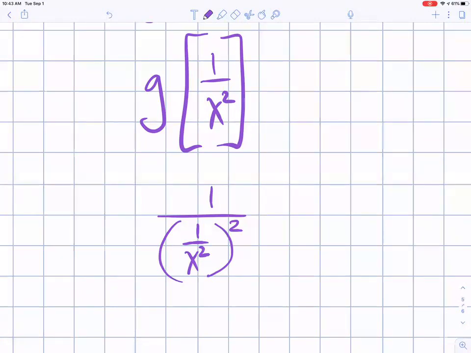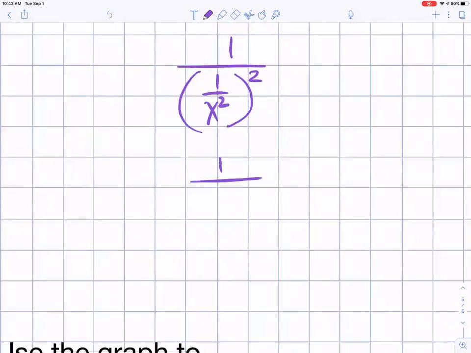Okay, so can we clean this up? Remember, to square a fraction, all you have to do is square the top, square the bottom. So I've got a 1 on top over, all right, what's a 1 squared? 1. And what's an x squared squared? x to the 4th.